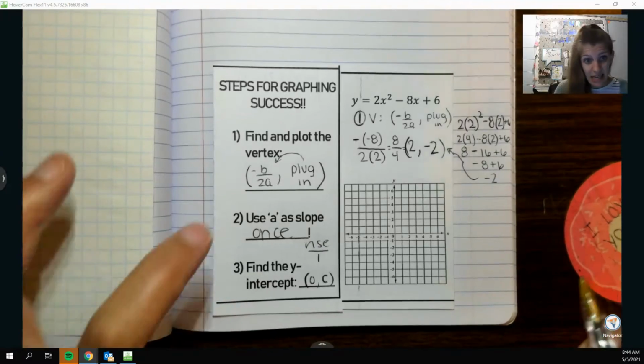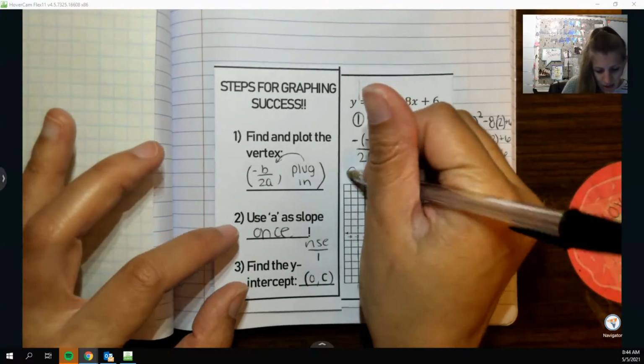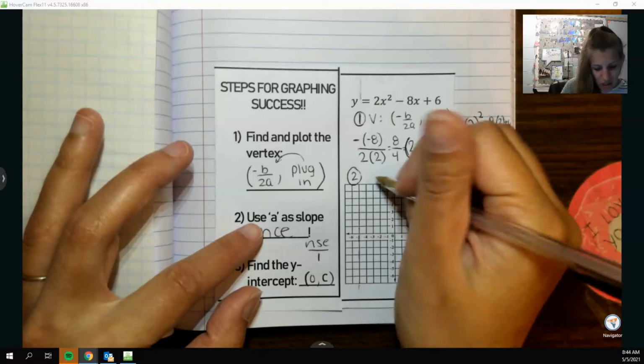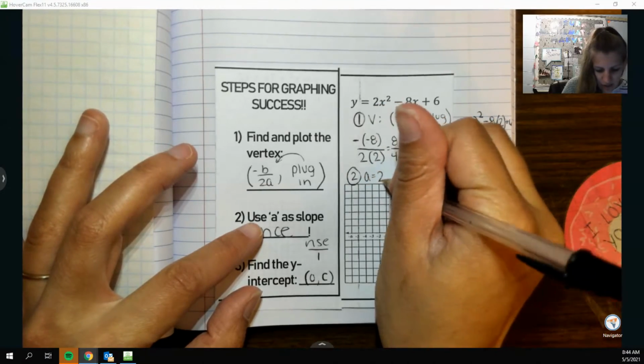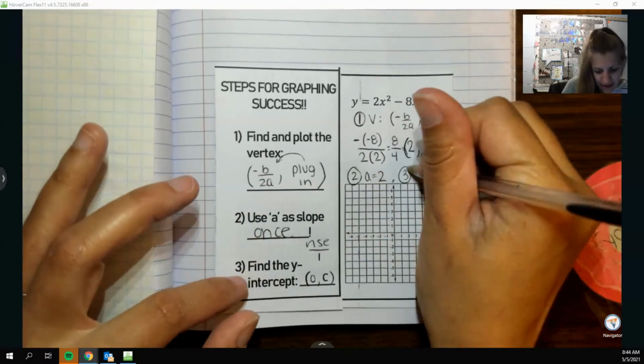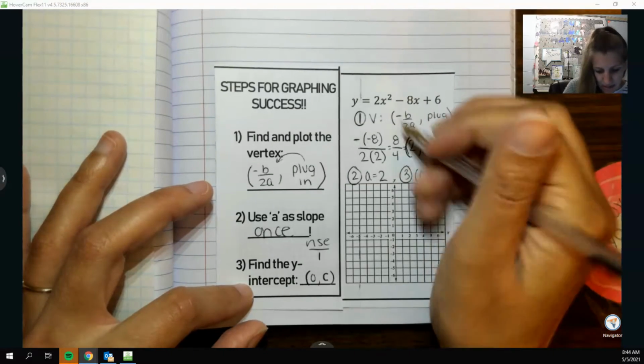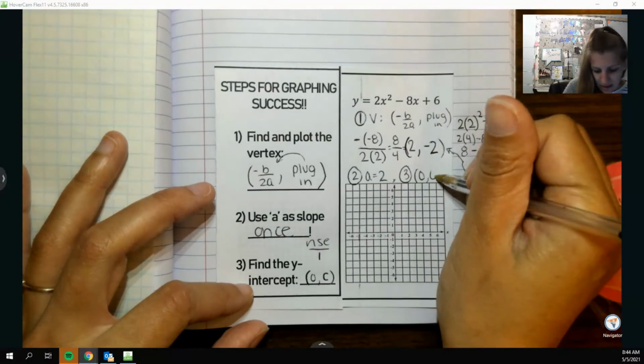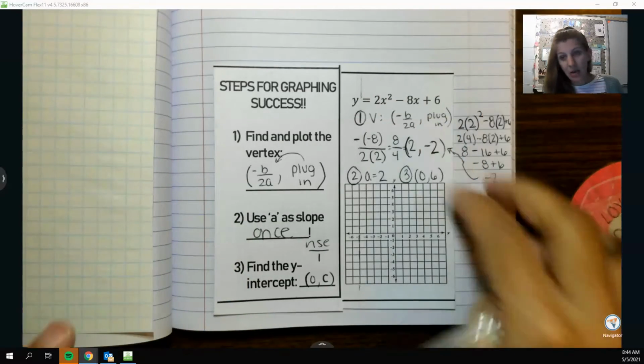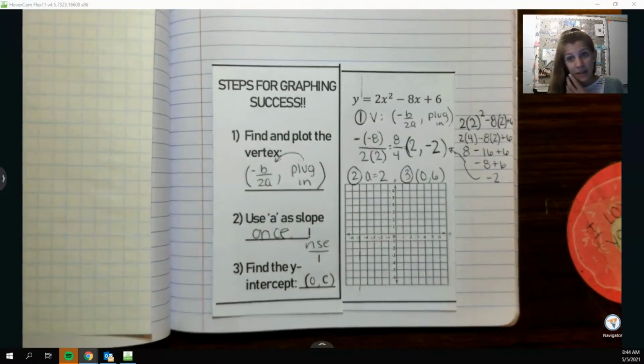But now the rest is easy. So the second thing I want to look for is my a value, which is just the number up front. So I can use that as slope. And thirdly, finding that y-intercept is super easy. It's just going to be 0, c, which my c value is 6. Okay, so hard part out of the way, then we can graph easily.